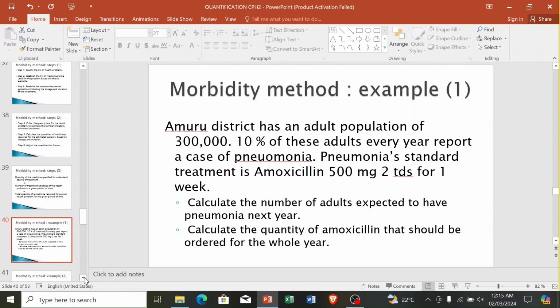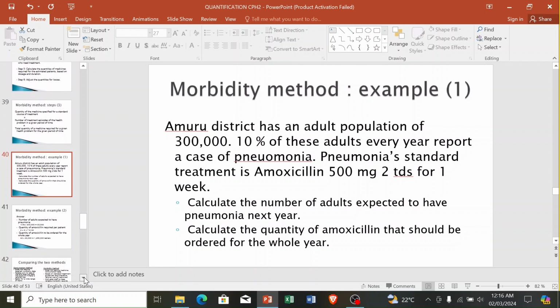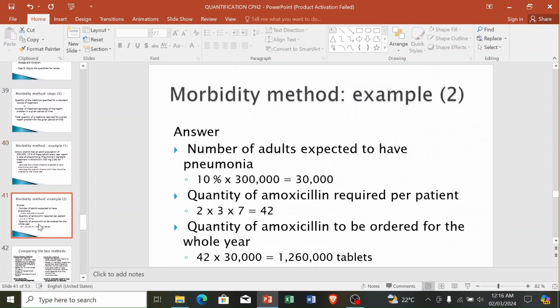How do we calculate? Since we know the population, and 10% of that population is able to have this condition in a year, and then the treatment guidelines have been given to us, we need to know all that in detail. So this is the solution. I hope you tried it.